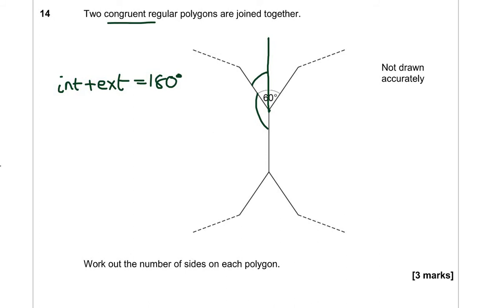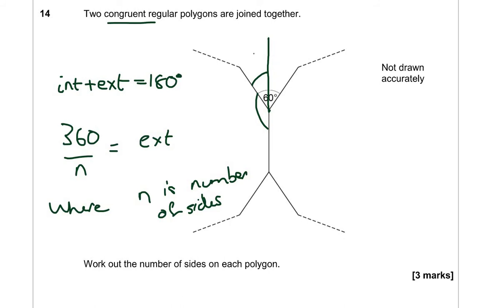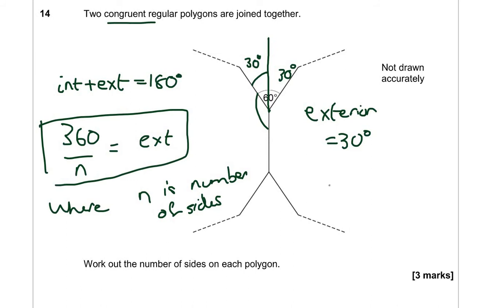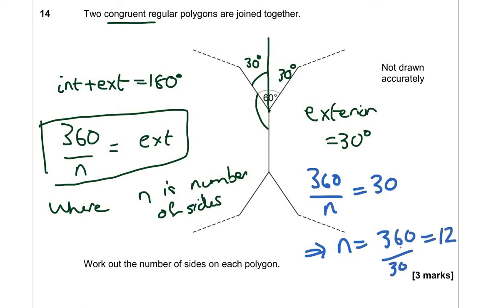We also know that the exterior angles can be worked out like this. 360 over n equals x, where n is the number of sides. Okay, and what have we done here? Well, we've just bisected this angle, so it's 30 degrees on each side. That means the exterior angle is 30 degrees. And therefore we can use this formula here to work out n. Okay, so let's do that. So we have 360 divided by n equals 30. And then rearranging, this gives us n equals 360 over 30, which equals 12. And that is our answer there.